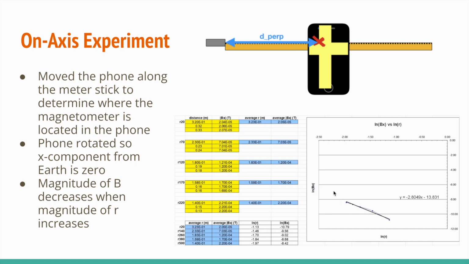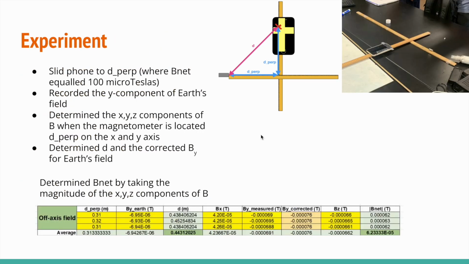This graph shows the log graph of the magnetic field and the distance, and shows how when the distance increases, the magnetic field decreases. For the second part of the experiment, I slid the phone to d perp, which is where B net equals 100 microteslas. Here I recorded the y component of Earth's field and determined the x, y, z components of the magnetic field when the magnetometer is located d perp on the x and y axis. I also determined d and the B corrected for Earth's field. And here you can see all of that data recorded.